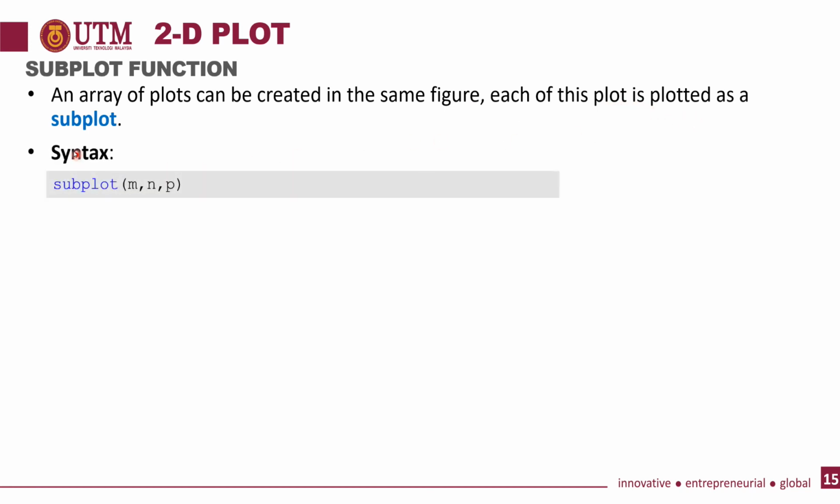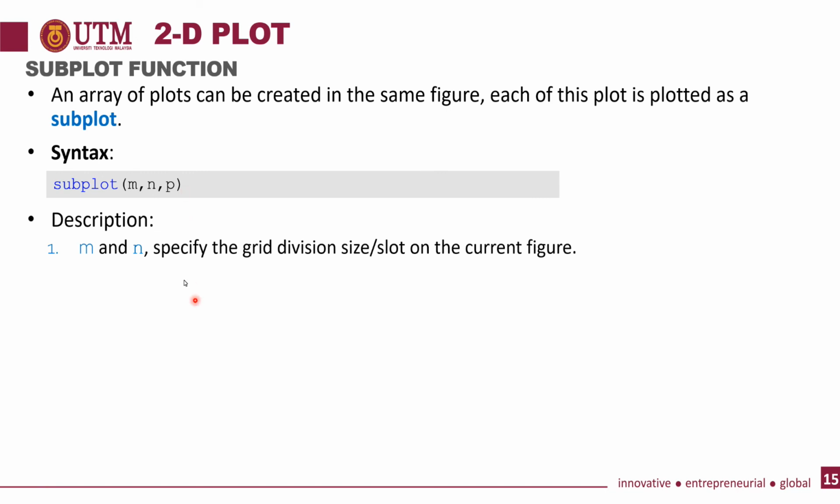The syntax of subplot is subplot(M, N, P). So what are M, N, and P? M and N specify the grid division or size slot on the current figure. M is the row and N is the column. So if M equals 2 and N equals 1, it means that you have 2 rows and 1 column. It is simply like that.